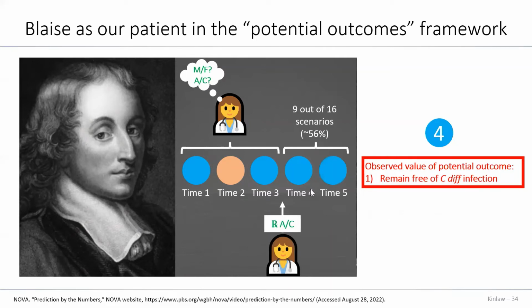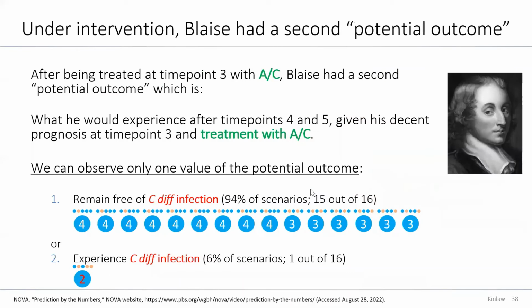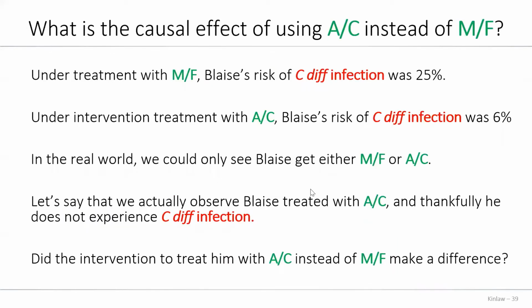56% of the time, both circles will be blue. 19% of the time, only the 4th circle will be blue. 19% of the time, only the 5th circle will be blue. And finally, in 6% of scenarios, neither of those last 2 circles will be blue. To summarize, after being treated at time point 3 with amoxiclav, Blaise had this second potential outcome. Under treatment with amoxiclav, Blaise would emerge infection-free in 94% of scenarios.